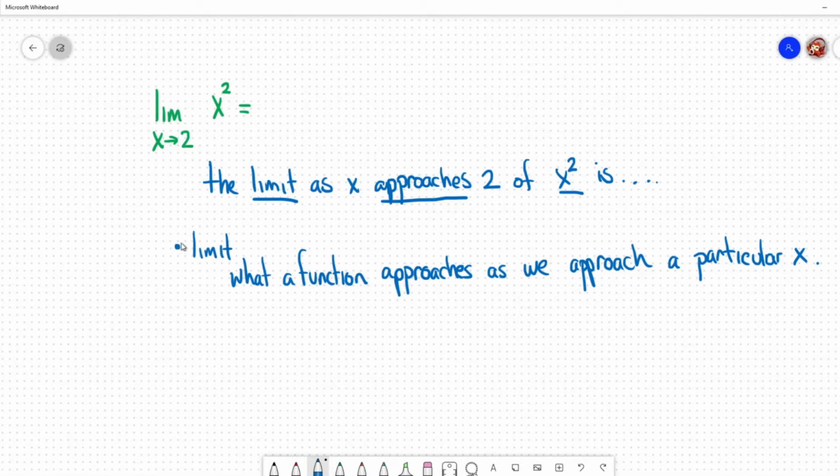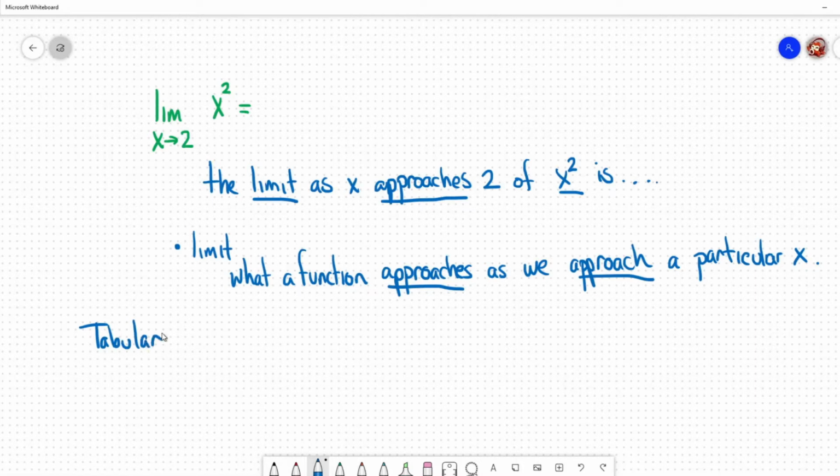So you'll see the keyword that keeps popping up over and over again is approaches. We don't ever get to be the actual value. We don't get to be 2. We're going to get close to 2. And there's going to be several ways that we're going to see this idea. I'm going to show you here the first way, which is shown in your book, the numerical or tabular way.